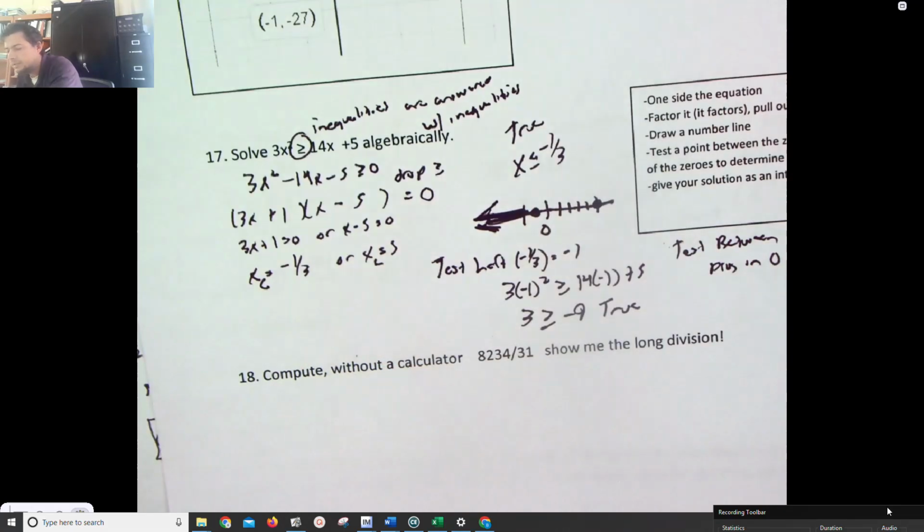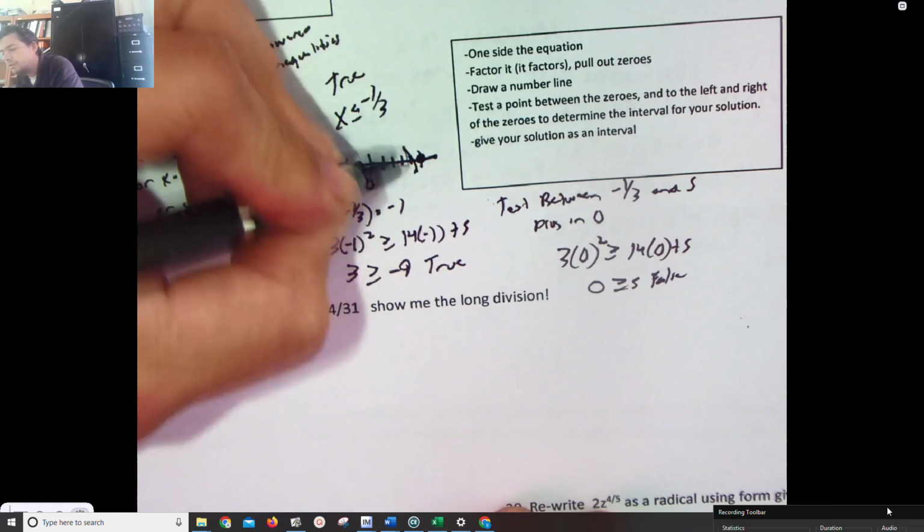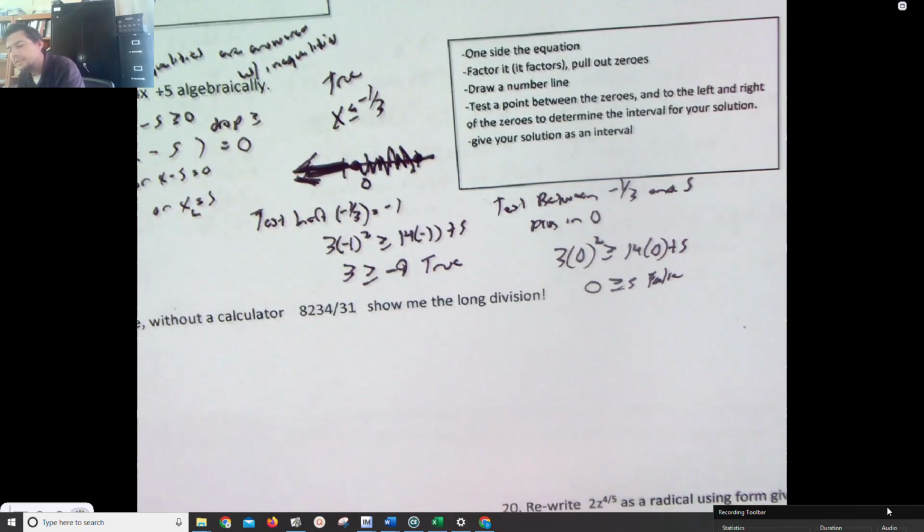I'm going to test between negative 1/3 and 5. And I'm going to do that by plugging in a 0. Because that's easy. 3 times a 0 squared should be greater than or equal to 14 times a 0 plus a 5. That's false. That's 0 greater than or equal to 5. That's false. So I reject every bit of that. Now, since the left tail was true, the middle wasn't, the right tail probably is. I don't know that I've ever seen an example where that wasn't the situation.